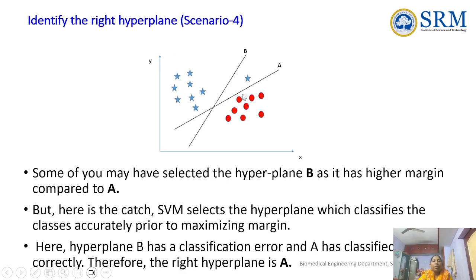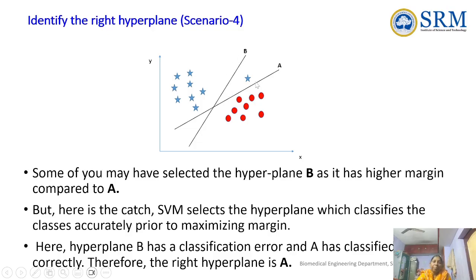Then in the fourth scenario, there are two hyperplanes and the data points are scattered here. We have to select which one is the better hyperplane. If you take B, there is a higher margin when you compare to A. But when you look at B, on one side you have the stars, and on the other side you have stars plus circles. So it does not equally classify the data. So we cannot consider B.